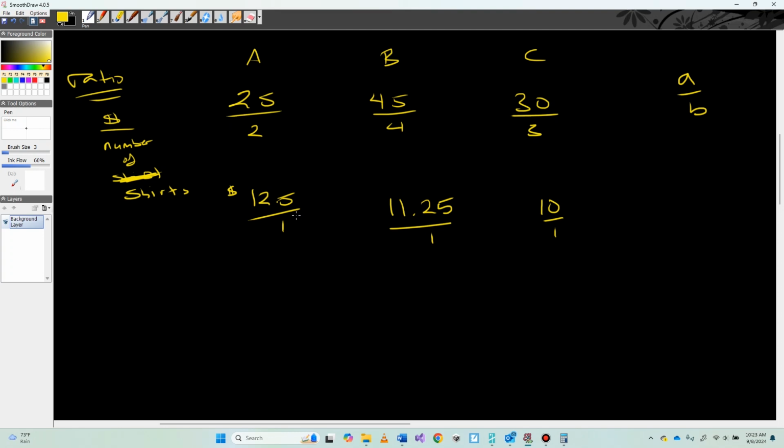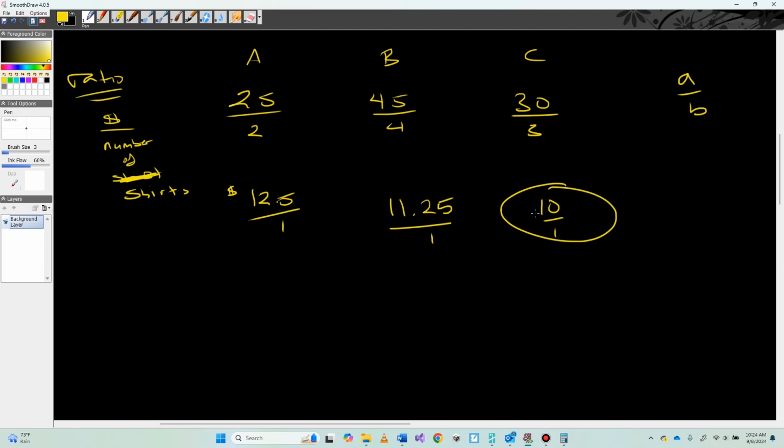One shirt at store A costs $12.5. One shirt at store B costs $11.25. And a shirt at store C costs $10. And so which store is the cheapest? Store C. That's how you can use unit rates to compare values that have a similar.